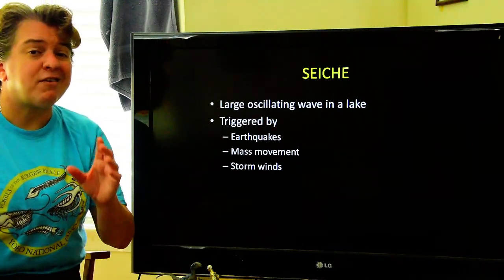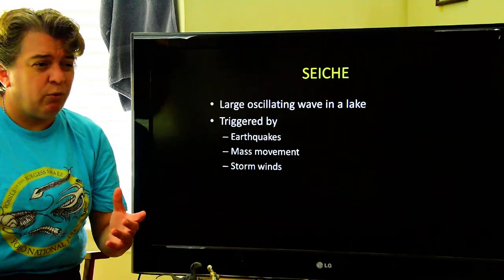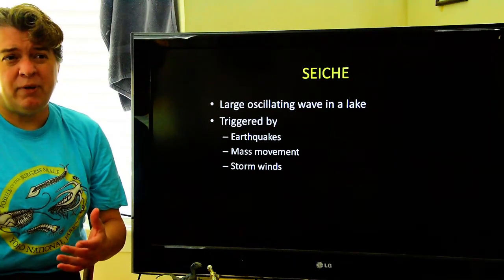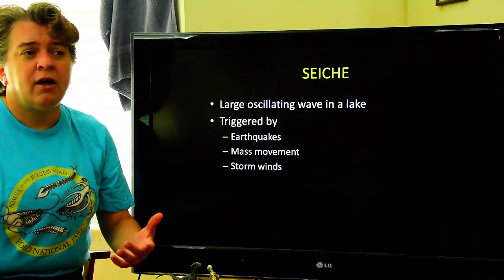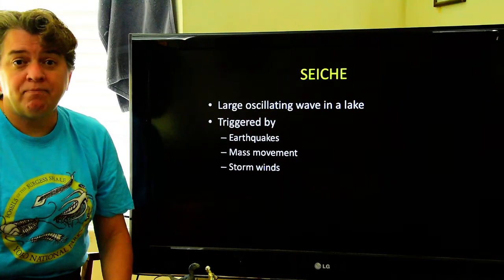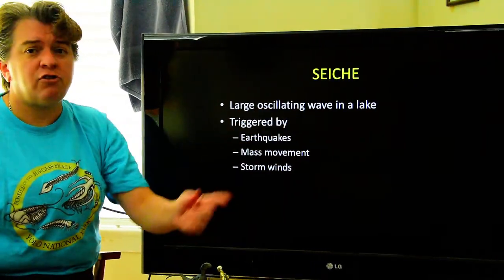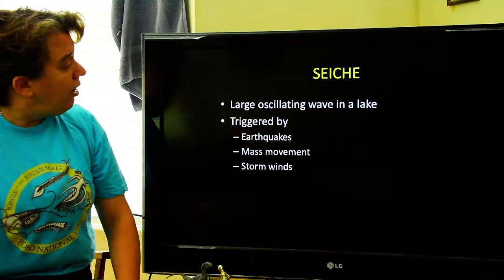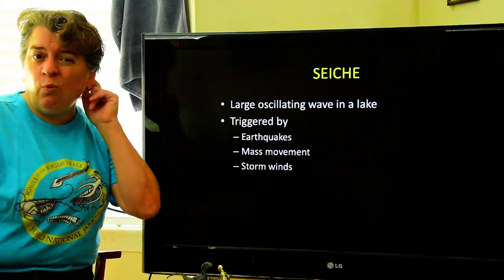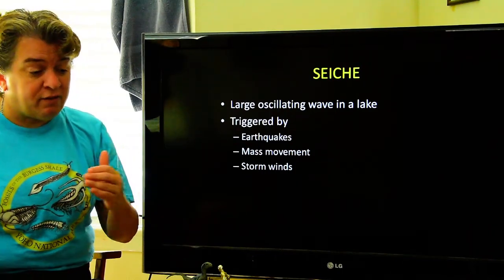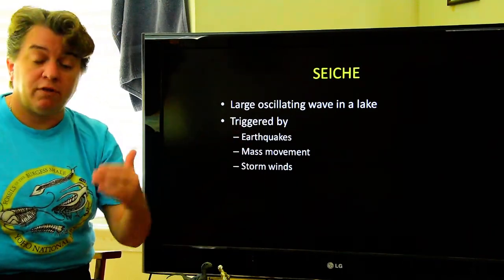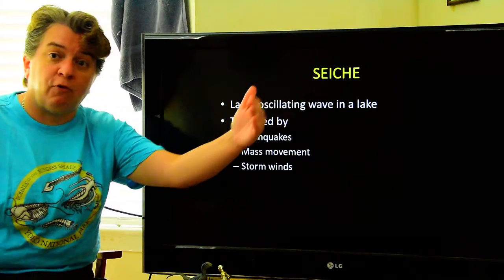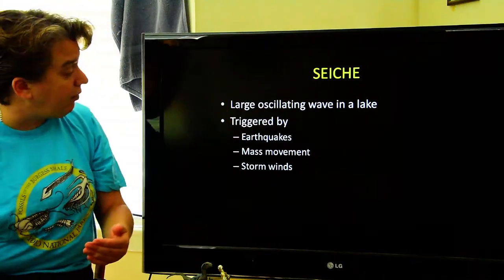So I have one last thing to talk about, and I didn't really know where to stick this, so because it has to do with a wave, I put it in with tsunami. And this is something called seiche, or seiche, both pronunciations are fine. This is an oscillating wave in a lake. Now, oscillating means something that goes back and forth. So this is a wave that's going to go back and forth from one side of a lake to another.